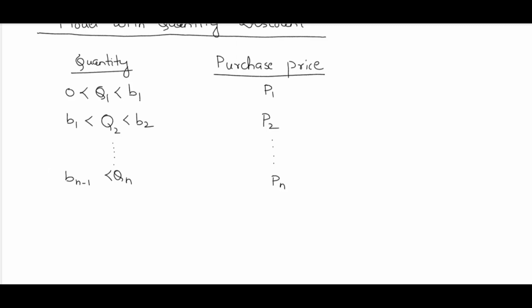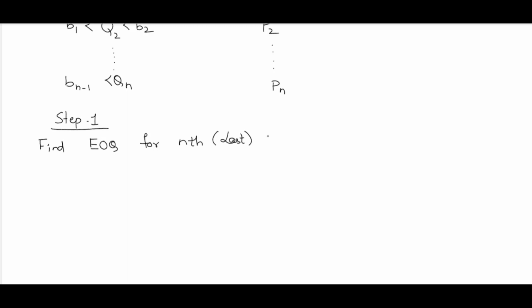So the process, first step. What you have to do? Step 1. In step 1, first you have to determine the EOQ of the last price break. That means the last price break is your Pn. Find the EOQ for the nth or last price break.